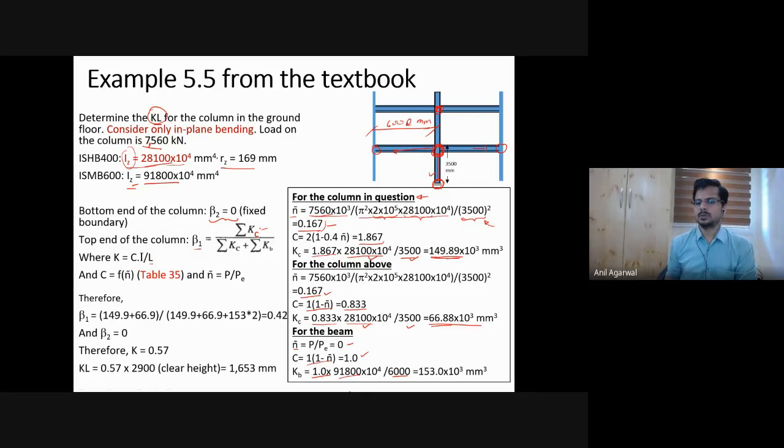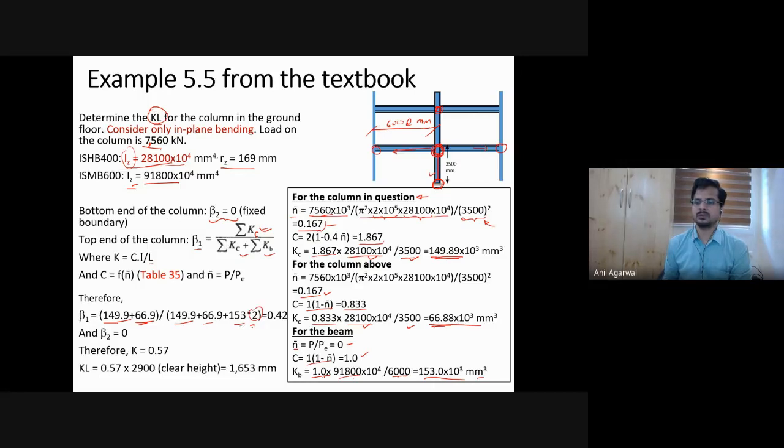Okay, so Ci by L, and I get this much of rotational restraint coming from the beam. Now, once I know the Kc's and Kb's, I'll substitute for beta. So beta 1 will be equal to the values of the columns. One column was giving me 149, the other column is giving 66.9. So 149 plus 66.9 divided by 149 plus 66.9 plus 153 and 2. Okay, why multiplied by 2? Because there are two beams.